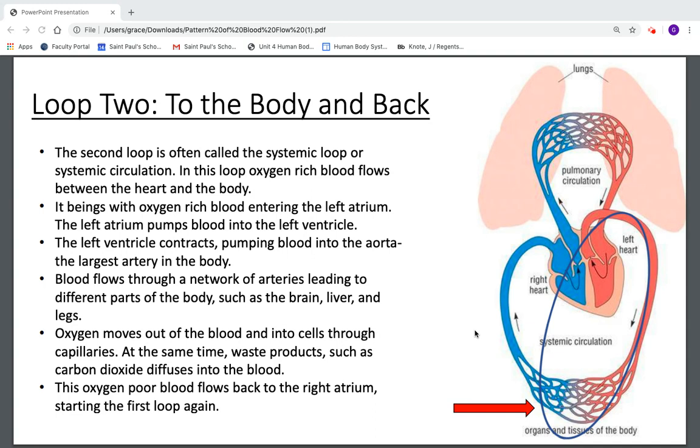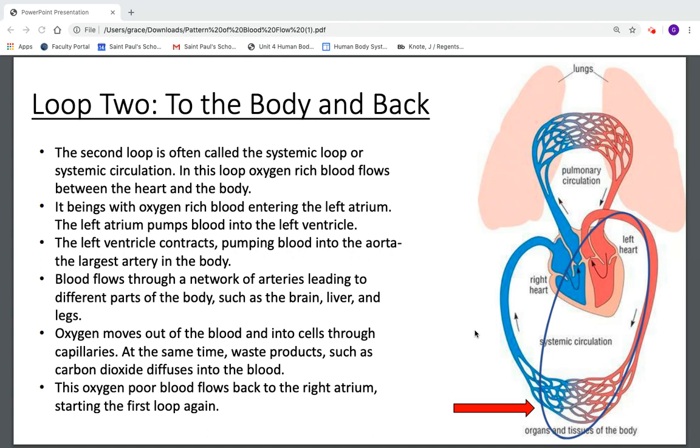Finally, reaching capillaries, which is the site of gas exchange, oxygen diffuses from the blood into the cell. This is also where waste products, such as carbon dioxide, diffuse out of the cell and into the blood. Blood, rich in carbon dioxide and low in oxygen, now flows through veins leading to the right atrium, starting the first loop again. And that's how blood circulates throughout our body.